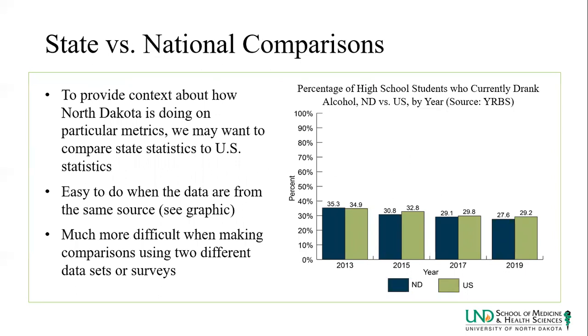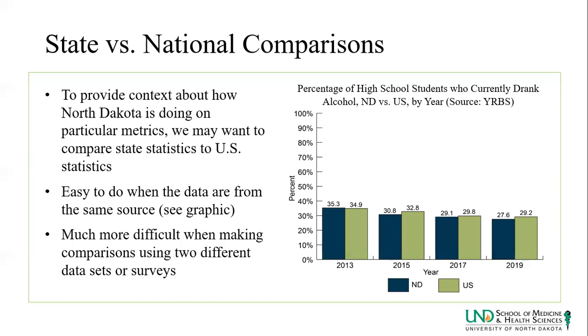As I mentioned during the guidelines for selecting data sources, we often want to compare North Dakota statistics to US statistics to provide more context about how North Dakota is doing on particular metrics. This can be done easily and accurately when both the state data and national data come from the same source. We oftentimes make these types of comparisons in the Epi-profile.